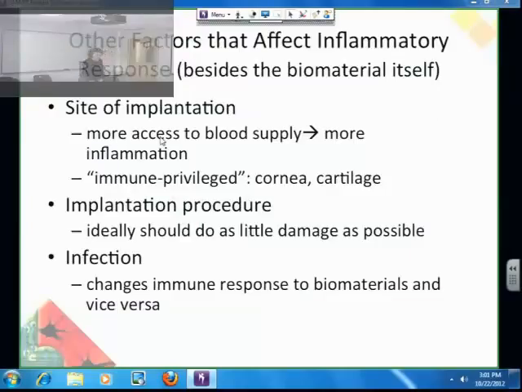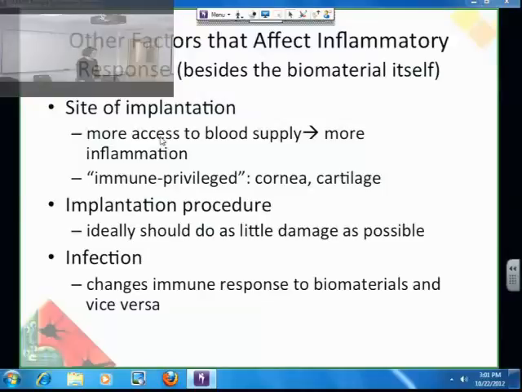Okay, besides the biomaterial, you're going to have other factors that could influence the inflammatory response, of course. The site of implantation is a big one because there are areas that have greater access to the blood supply than others, and if there's greater access to the blood supply, you're going to have greater inflammation. There's also areas that have such low access to the blood supply that they're sort of immune privileged, such as the cornea and cartilage. So you won't really get a fibrous capsule forming in cartilage because there's no blood there. So that doesn't really happen.